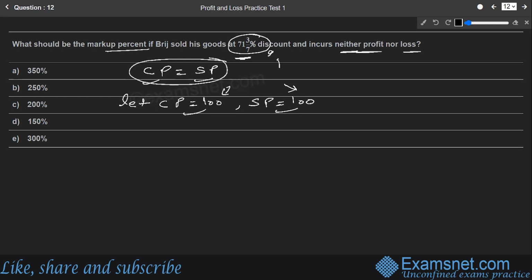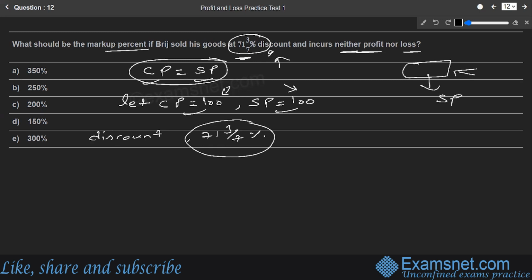Now how much is the discount he is offering? The discount being offered is 71 3/7%. This is the discount being offered, and this discount is offered on the mark price. Okay, not on the cost price, not on the selling price, but on the mark price. What is the mark price? The price above the cost price at which the product is marked, so that the customer can only see the mark price, and whatever discount is offered on the mark price, after taking the discount, the deal is locked at the selling price.